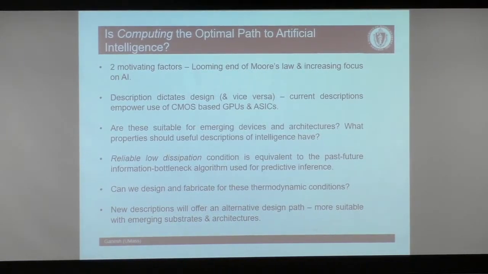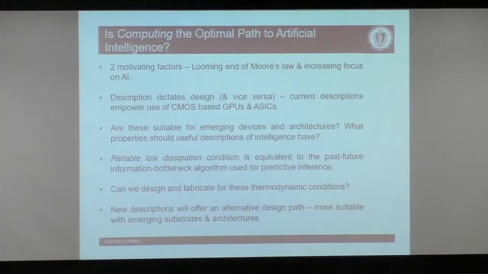So the question I'm asking is: right now, description dictates design. If we talk about intelligence in terms of weight changes and matrix multiplication and addition, then yes, GPUs and ASICs are what we want to build, and we want to use CMOS because those go really well together. But it's also the other way around: because we know how to do these things really well, we keep talking about intelligence that way. But right now, as a lot of the speakers talked about earlier, we want to look for new devices, new architectures, new materials. So should the description change?